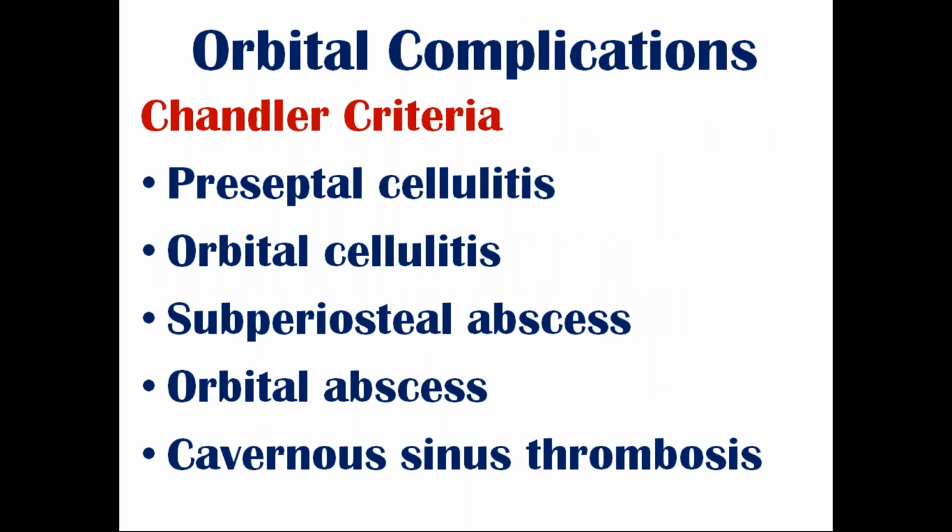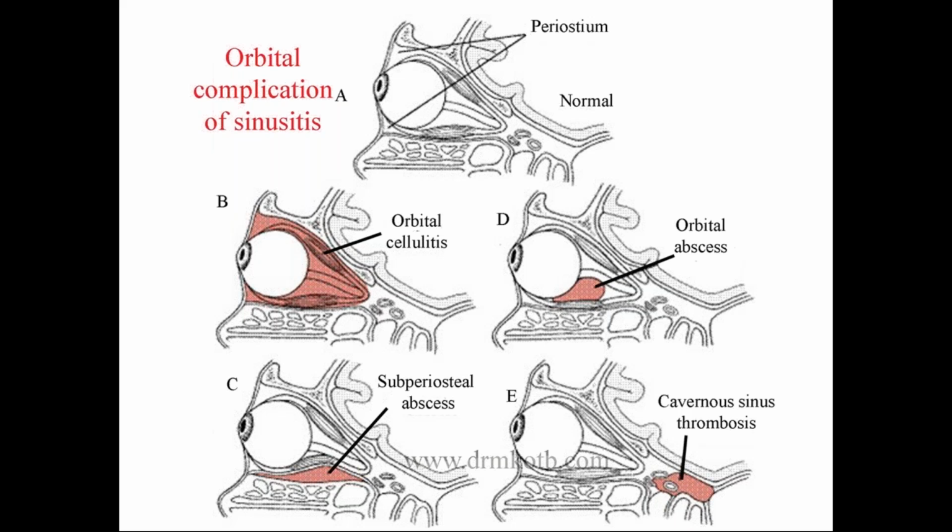Coming to the orbital complications, these are the stages we have to see, where the orbital complication proceeds from one step to another. Preseptal cellulitis, next the orbital cellulitis, next the subperiosteal abscess, next the orbital abscess, and finally it can lead to cavernous sinus thrombosis. In the picture you can see these orbital complications of sinusitis pictorially.